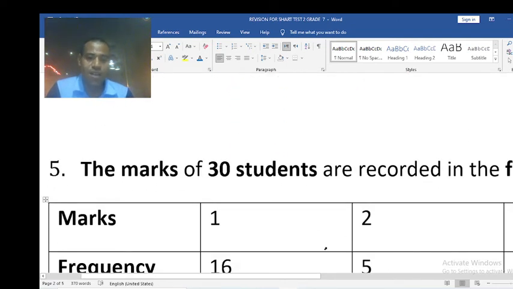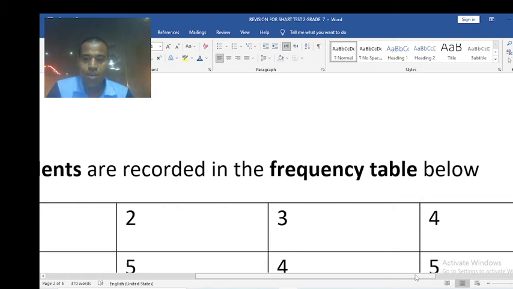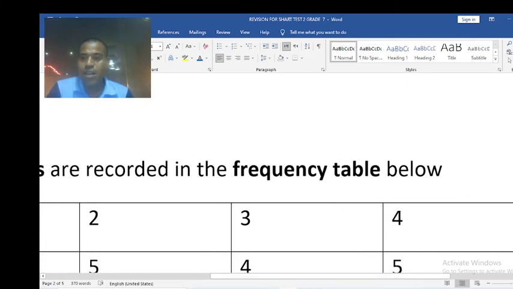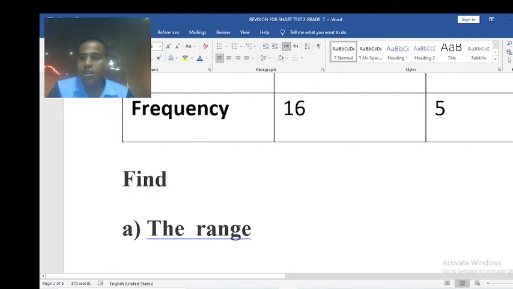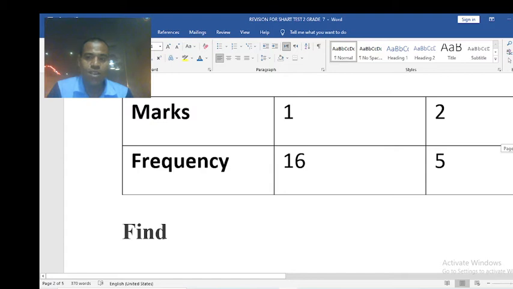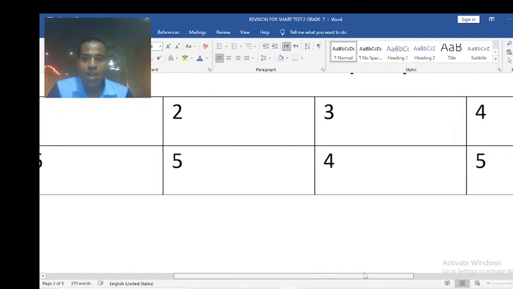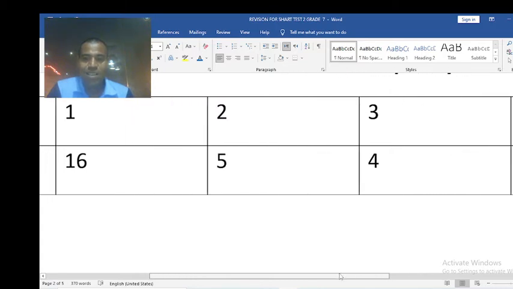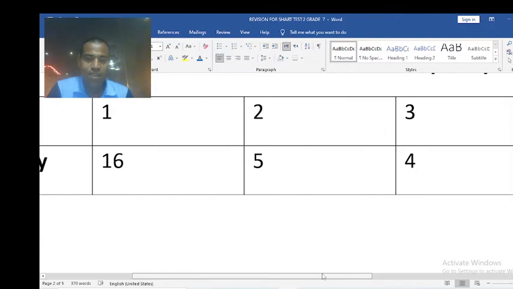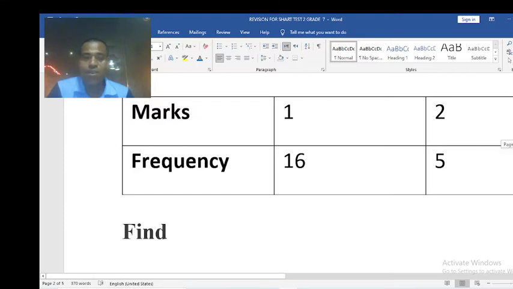The marks of 30 students are recorded in the frequency table below. This is our frequency table, or distribution sheet. So the frequency of getting mark 1 is 16, then 2 is 5, 3 is 4, and 4 is 5. If we make the total, 4 plus 5 is 9, plus 5 is 14, plus 16 is 30. So the first question is, try to find the range.